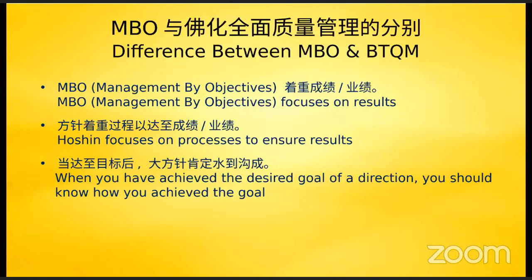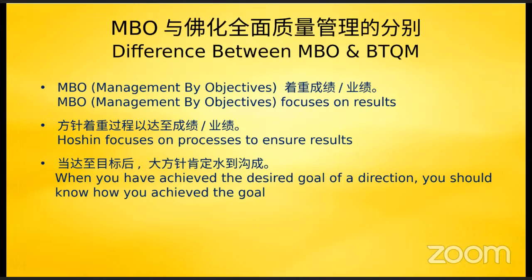So whereas MBO focuses on the results, Hoshin focuses on the process, the processes to ensure the results. So in Buddhist terminology, the MBO approach focuses on the effect, the result. The Buddhist TQC management methodology or approach focuses on the causes. So it's a cause and effect.